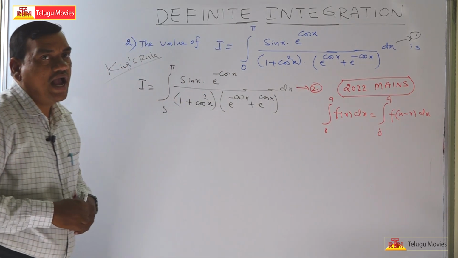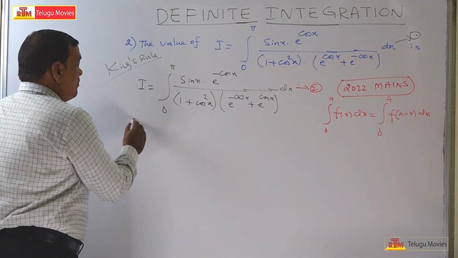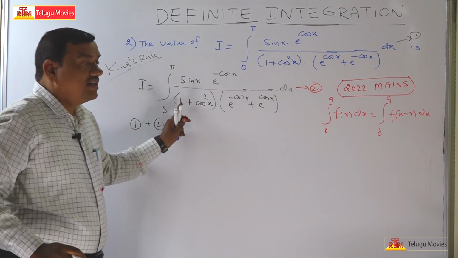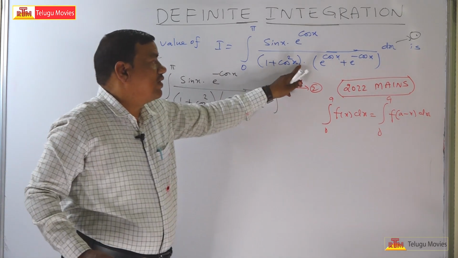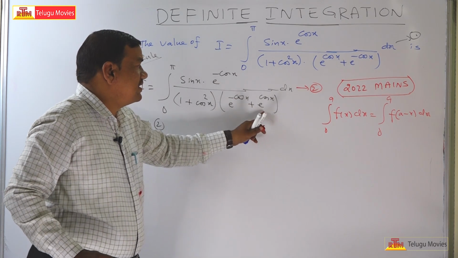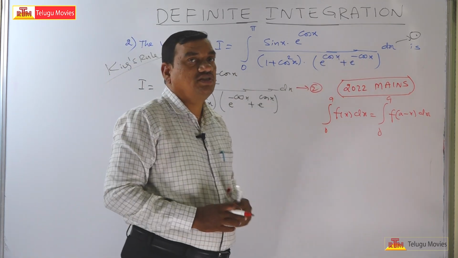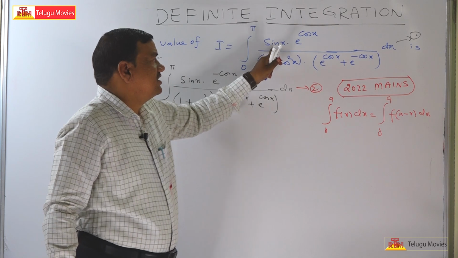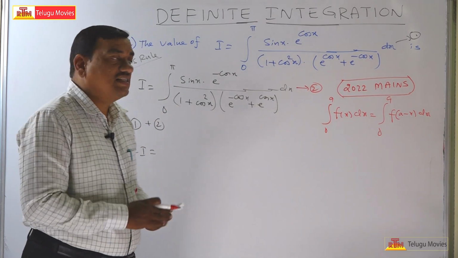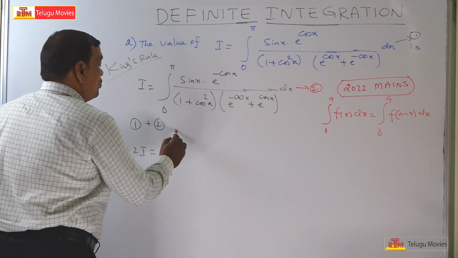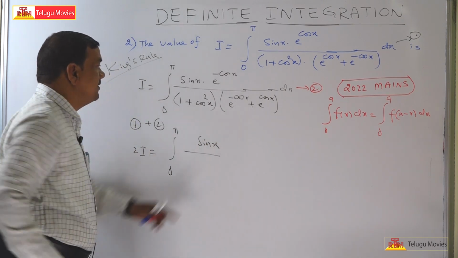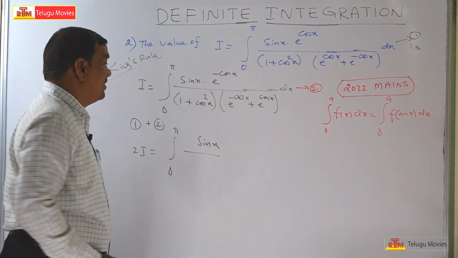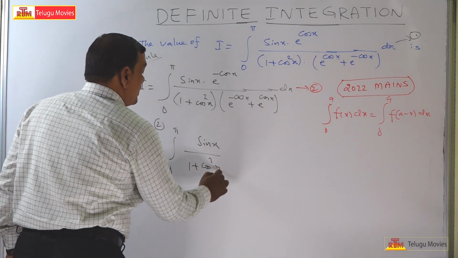Now next, adding the first and second equations, I plus I, 2I is equal to, see here the denominator is the same: 1 plus cos square x, e power minus cos x plus e power cos x. Coming to the numerator, this is sin x e power minus cos x, this is sin x e power cos x. You can take sin x common outside, integral 0 to pi. Then e power minus cos x plus e power cos x, the denominator will get cancelled. So here you will get 1 plus cos square x dx.